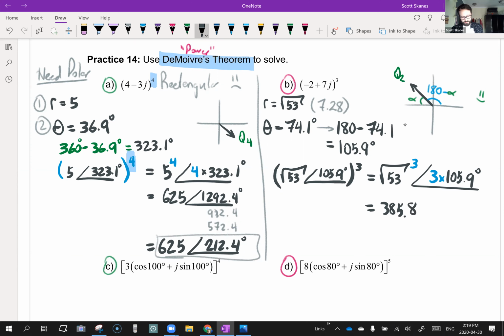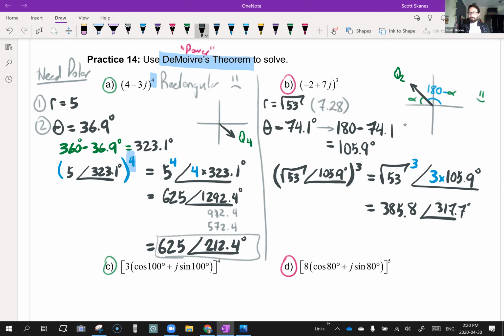Now I'm seeing different answers here. 317.7, this is what I got. How are we getting 389? How are we getting 315? Did I do something wrong? Uh, I should get about 386. If you use 7.3, you should get 389. If you use 7.28, you should get 386.